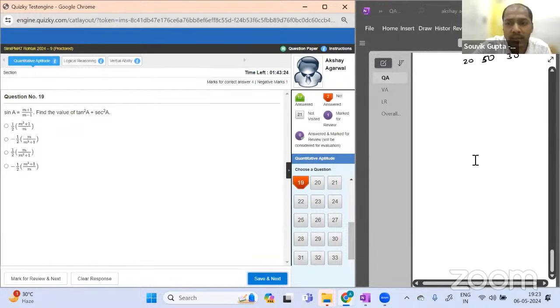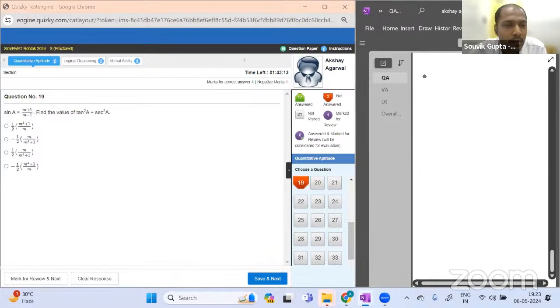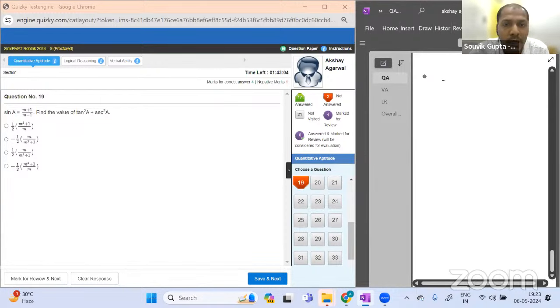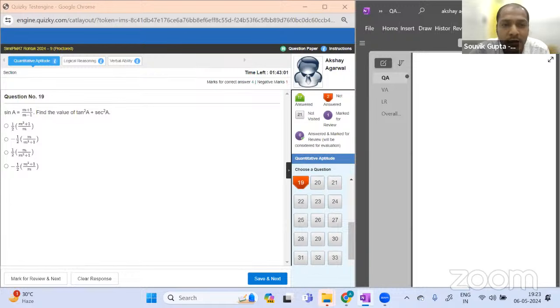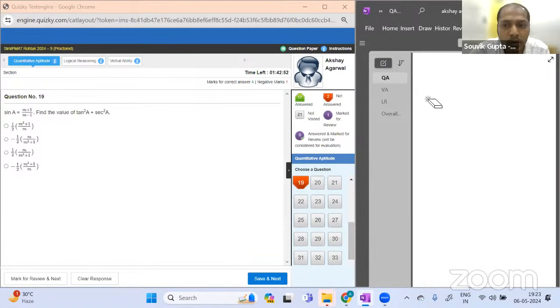Sine A is m plus 1 upon n minus 1. Find the value of tan square A plus sec square A. Okay. Cos of A. Let us take 45 degrees, give time to the question. I had assigned 50 minutes for this, so let us solve it as well.